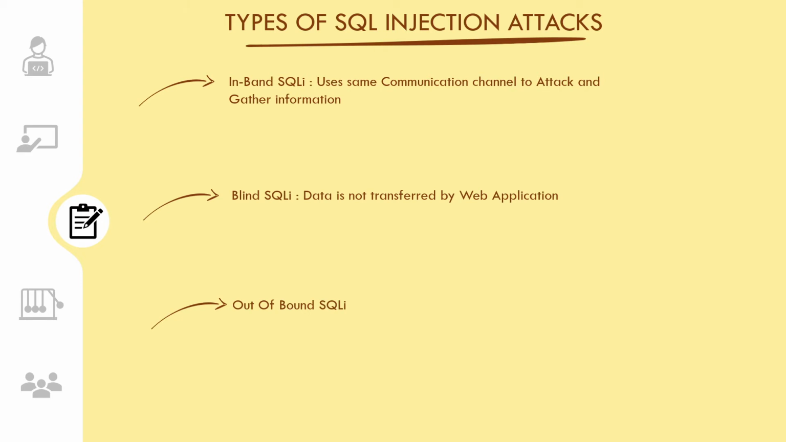Next attack type is out-of-band SQL injection. This is not a very common technique. For example, a user can take control of the DB using some tools and then send random data from the DB to the web server.